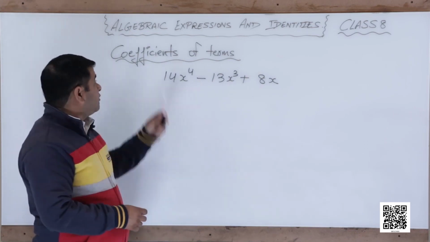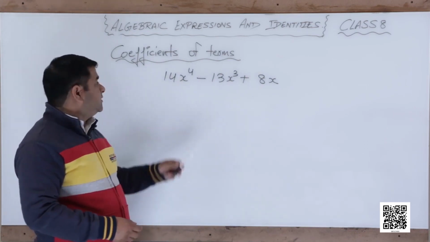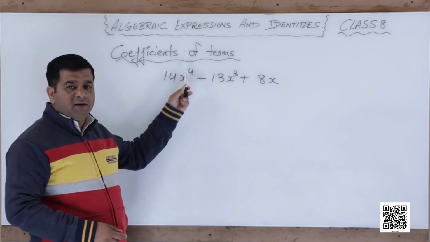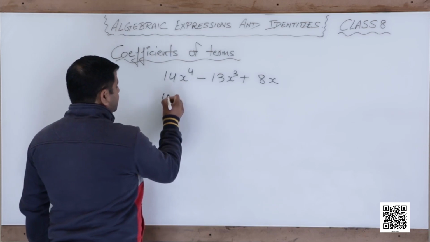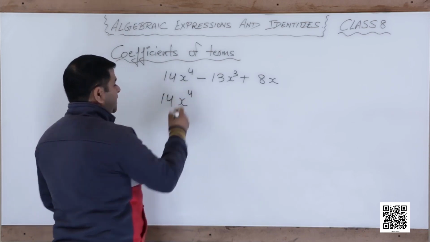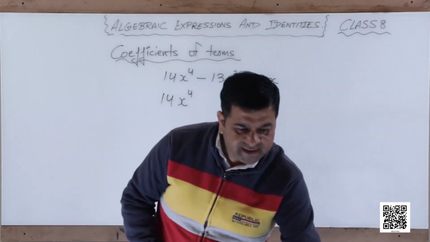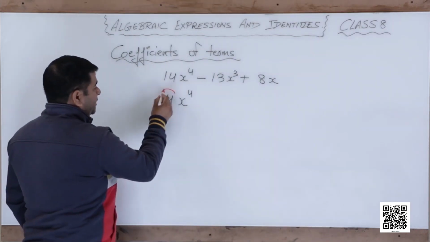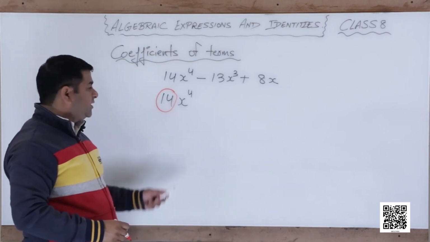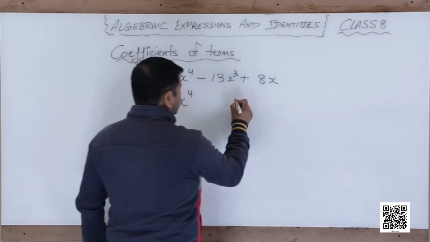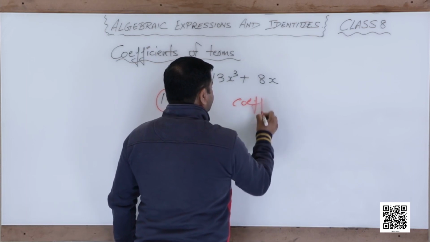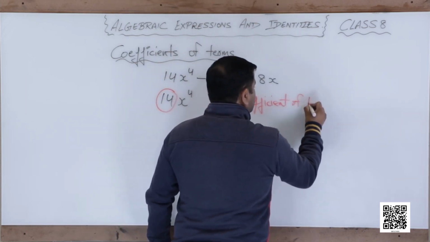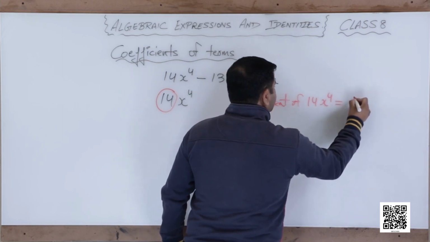Now what is the coefficient? Coefficient is the numerical value of every term. Say the first term is 14x raised to power 4, and we can see that the numerical value is 14. So the coefficient of 14x raised to power 4 is 14.